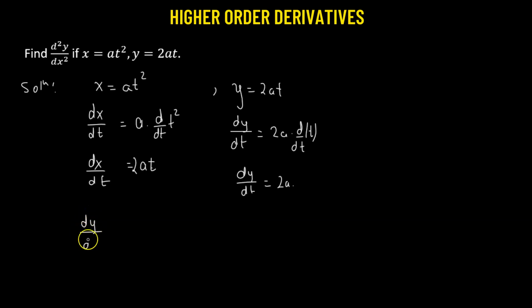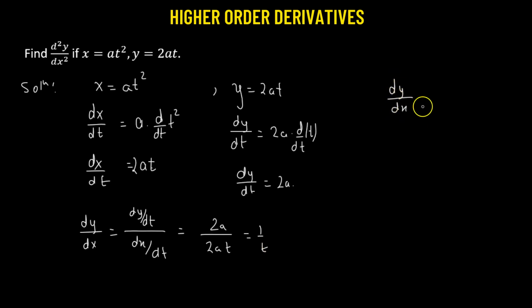Well, to find out dy over dx, all we have to do is take derivative of y with respect to t and divide it with derivative of x with respect to t. So this gives us 2a divided by 2at, which is 1 over t. So that means dy over dx, we obtain the value 1 over t. Fine. Now what we'll do?